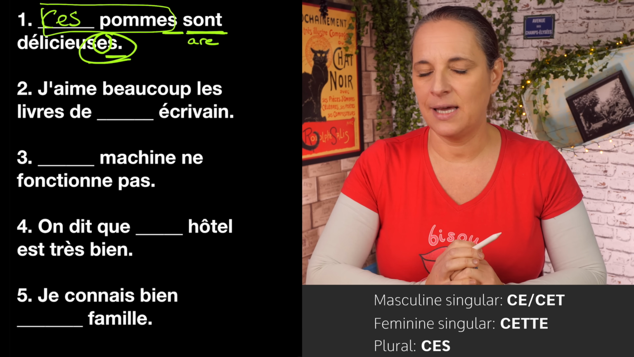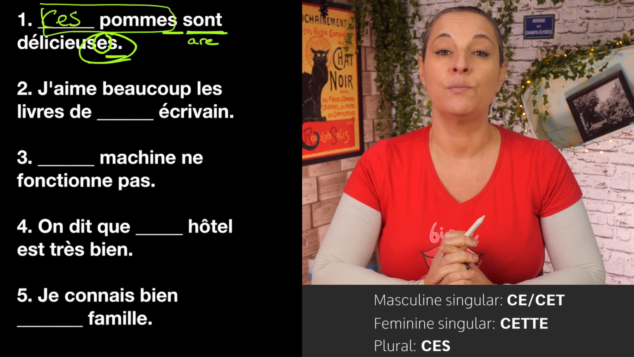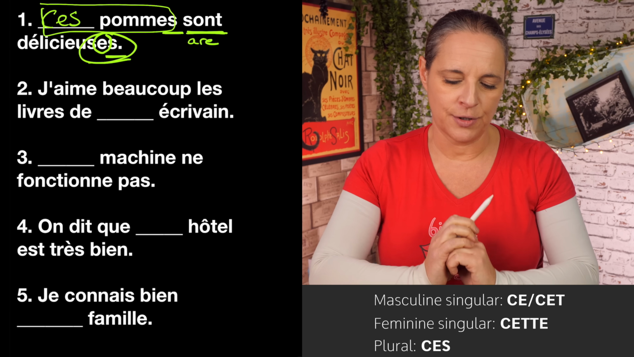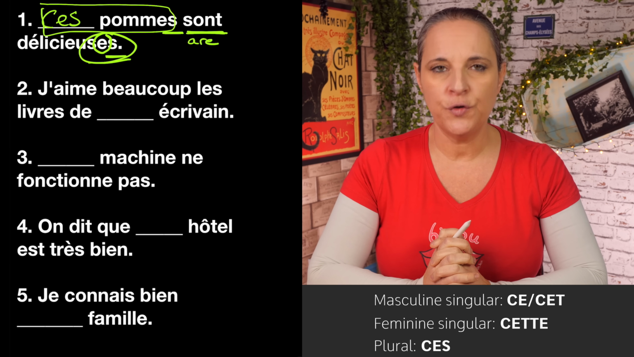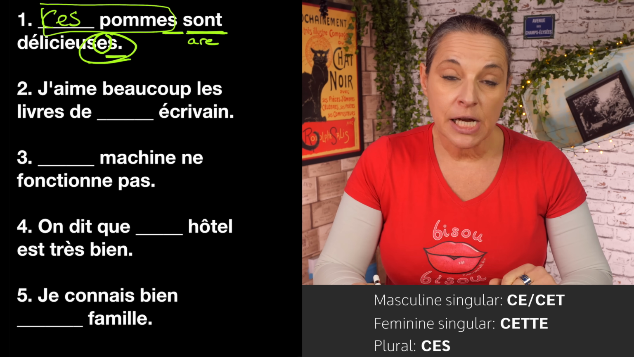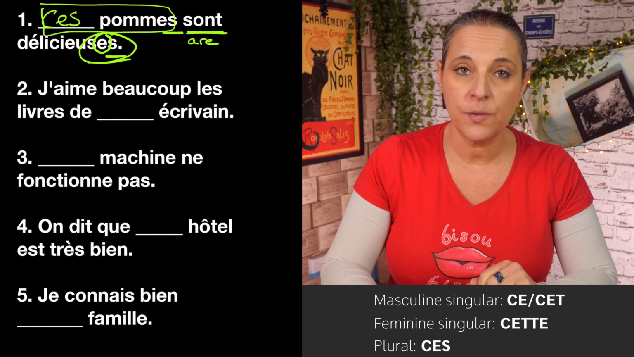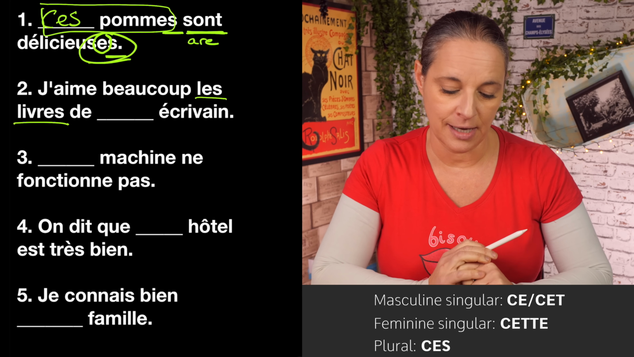The E and the S tell me that this word is not only feminine, but it is also plural, okay? So let's have a look at number 2. J'aime beaucoup les livres de, and then a demonstrative adjective, écrivain. Now, j'aime means I like. Beaucoup is a lot. I like a lot. What do I like a lot? The books, okay?